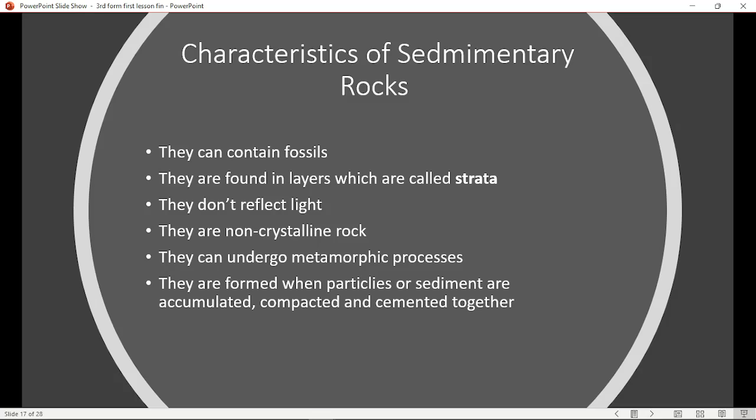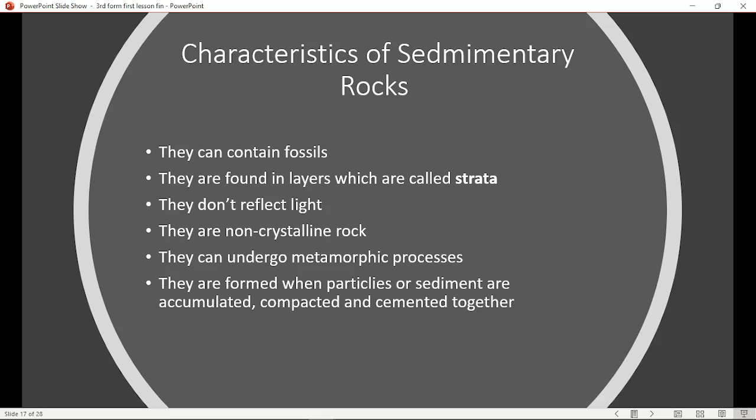Characteristics of sedimentary rock. They can contain fossils. They are found in layers which are called strata. They don't reflect light. They are non-crystalline rocks, hence why they don't reflect light. They can undergo metamorphic processes. They are formed when particles or sediment are accumulated, compacted, and cemented together. Now, referring to the aspect of it, can contain fossils.